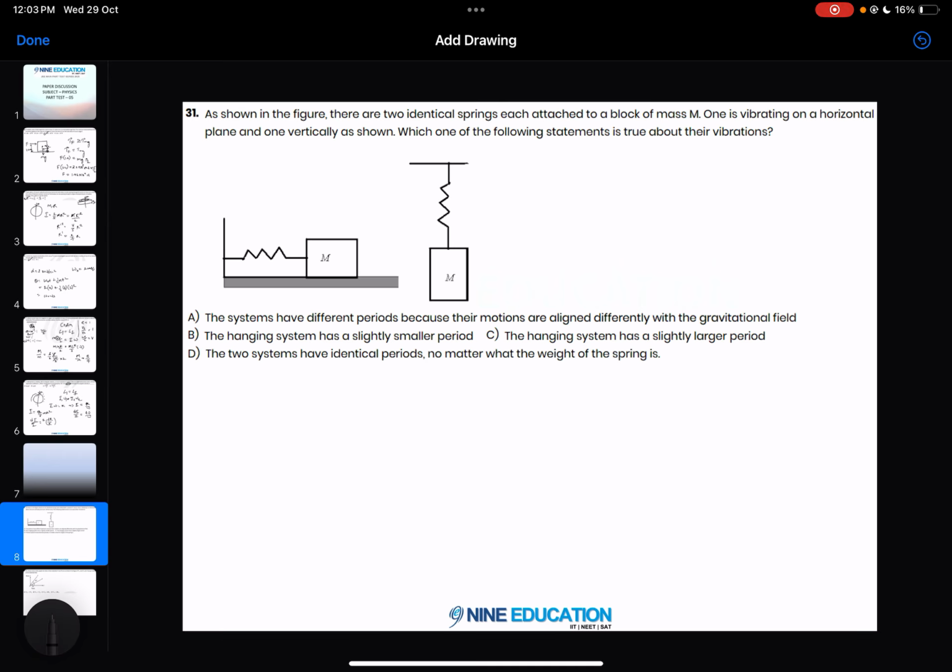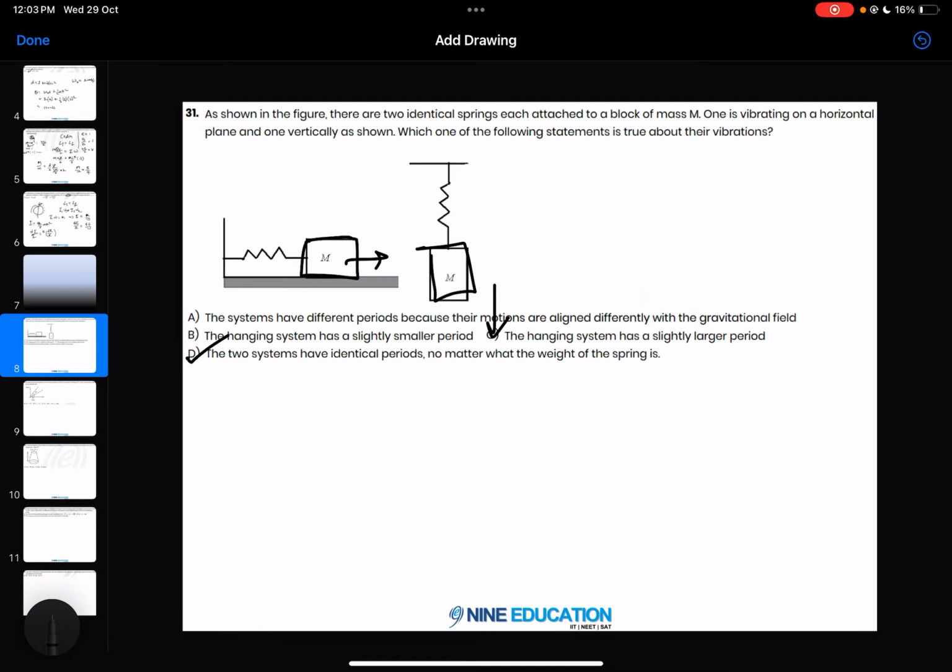So the only point in the question is, even if the block is horizontal or vertical and you displace it by the same amount, their mean position could be different, but their time period will be same. So the two systems will have identical time periods irrespective of the weight of the spring. The weight of the spring is not going to matter. In both the cases, it will be 2 pi root m by k. M and k are identical for the springs, so they are same.